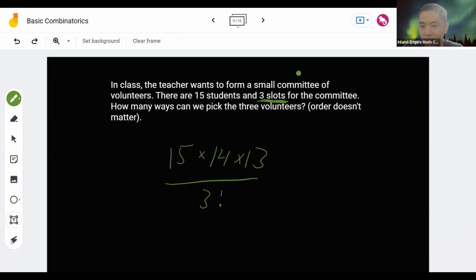But that's all we've got for today. We did an introduction of permutations and combinations.